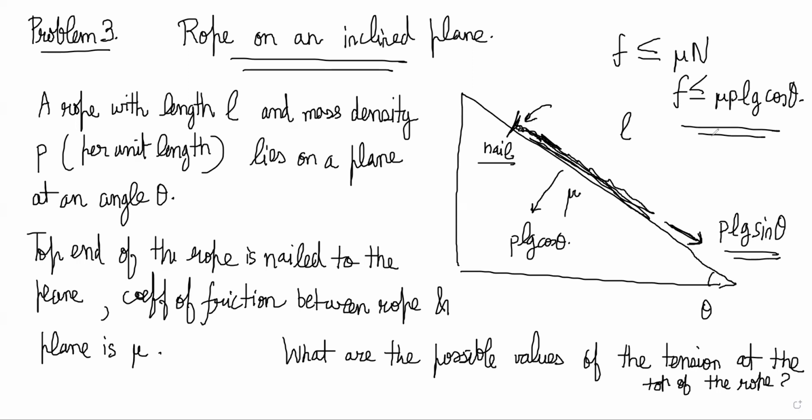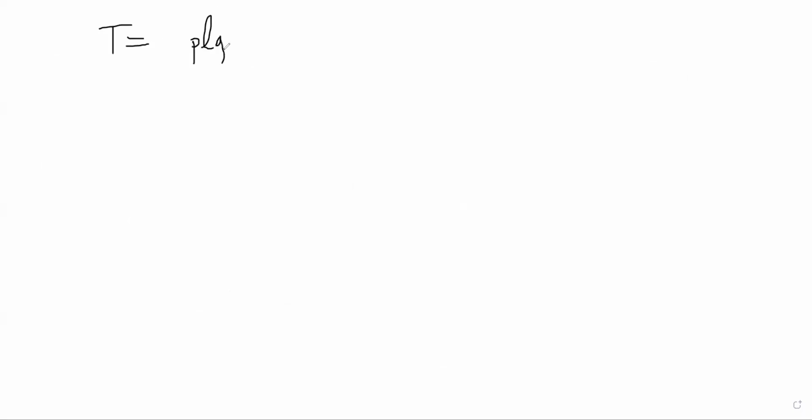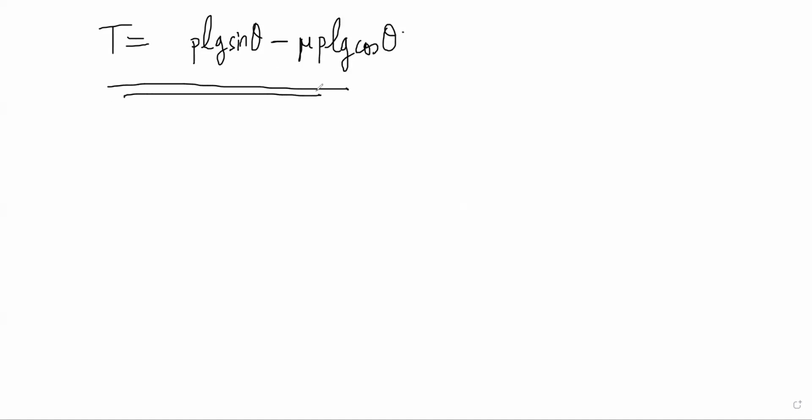So the basic common sense understanding is okay. The tension at this point must be such that it balances the friction and the downward force. The friction will be acting upward like this, and you can say that the tension is acting upward at this point on the rope. So tension plus friction should be equal to this. So you might say tension is equal to rho L g sine theta minus mu rho L g cos theta. And that is like a simple answer for this question. However, the problem is that that may not always be true.